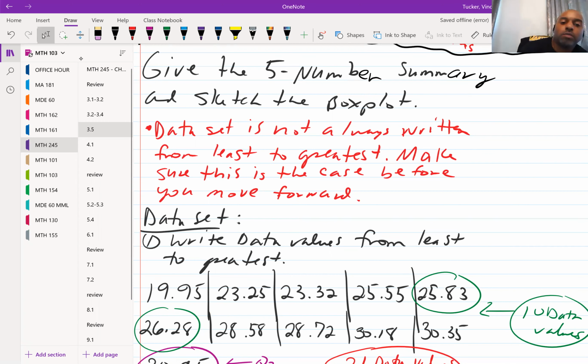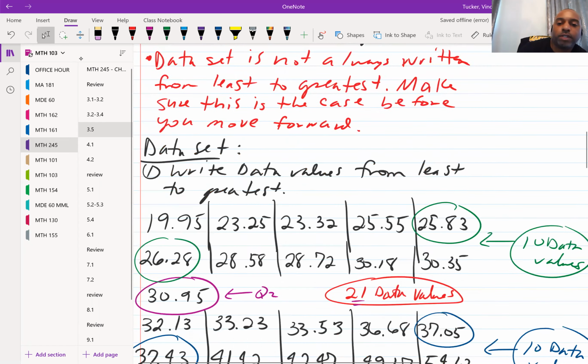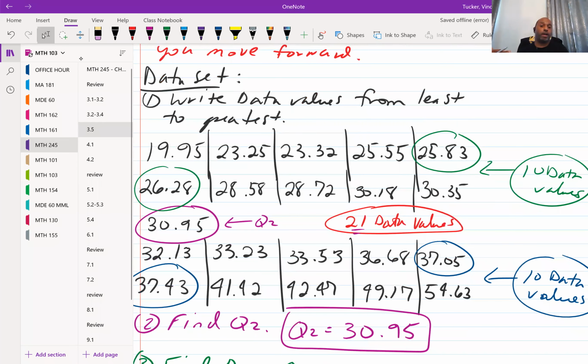All right, so once again, first step is to write data values from least to greatest. This time I had 21 data values. So notice how I split it up. I did 10 as my first half of data, I put the 1 in the middle, and then I put 10 down bottom. So that's 21: 10, 10, and 1 in the middle. And that 1 in the middle is my middle value, my Q2. Remember, if there's an odd number of data values, all I would do is choose the middle value.